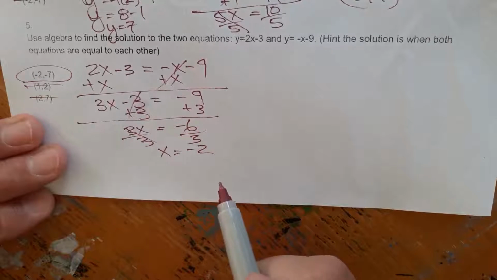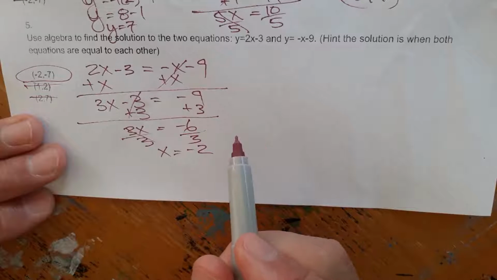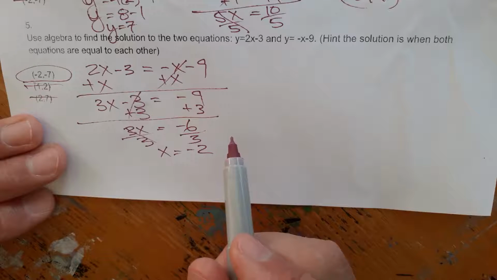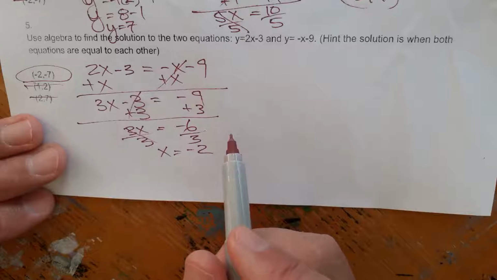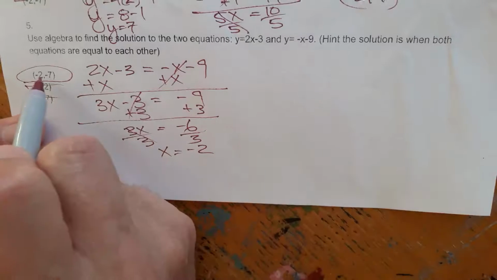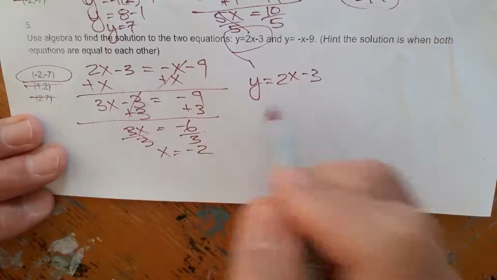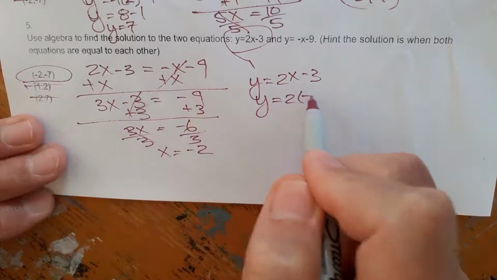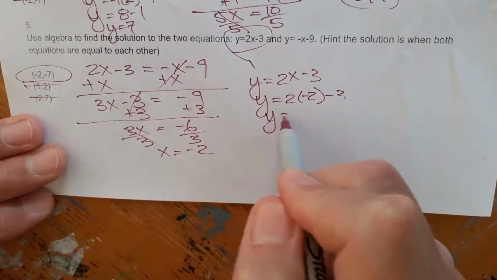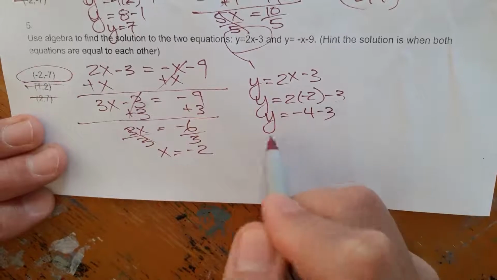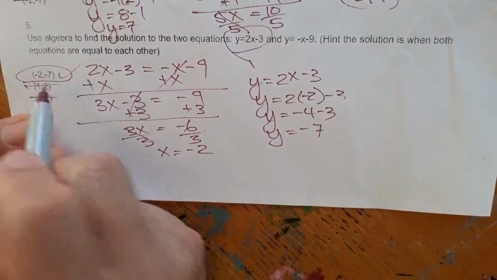So my internet's having trouble keeping up. X equals minus 2. Just pick any one of them. Y equals 2x minus 3. So y equals 2 times minus 2 minus 3. We got this from here, right? That's what x is. So minus 4 minus 3. Y equals minus 7. Check. Right? See the minus 7 for y.